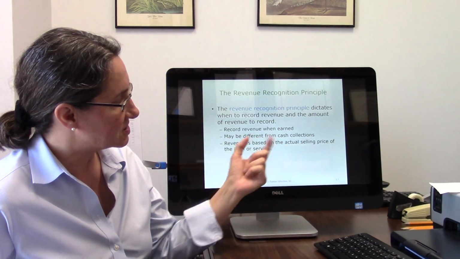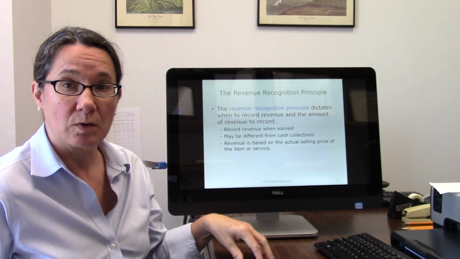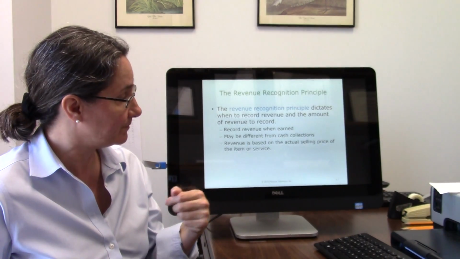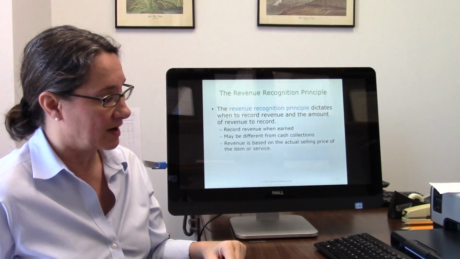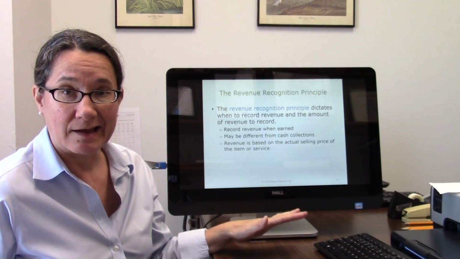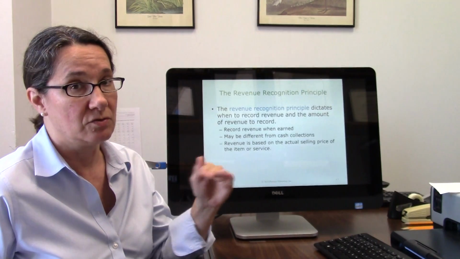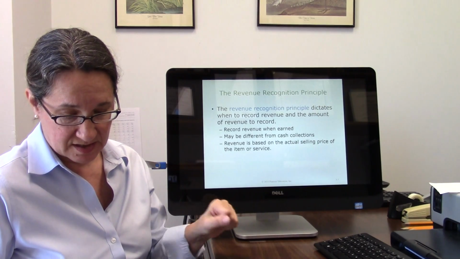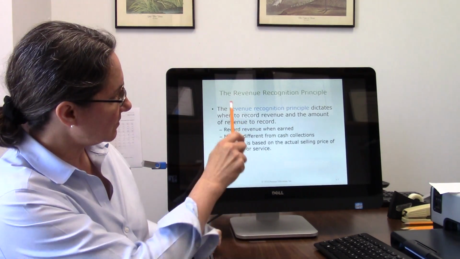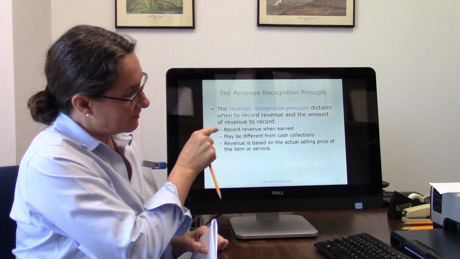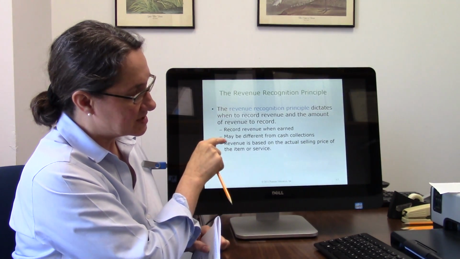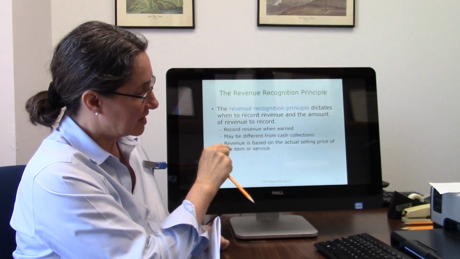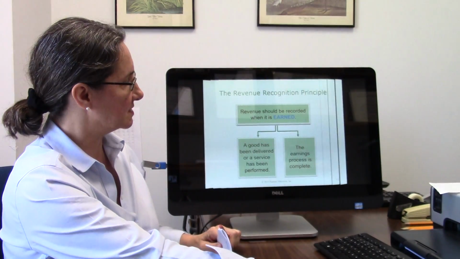So it may be different from cash collections. That's why sometimes when we do work but don't get the cash, we still put the revenue down. We just put it down with an account receivable. And revenue is based on the actual selling price. So no matter what you have it on your books at, like say it's in your inventory at a certain price, you don't put that down if that's not what you really sell it for. So you have to put the real selling price to recognize the revenue. All right, so these are important concepts. You record revenue when it's earned. It could be different from cash, right? You may not trade cash, you may get a receivable, and it's based on the actual price.